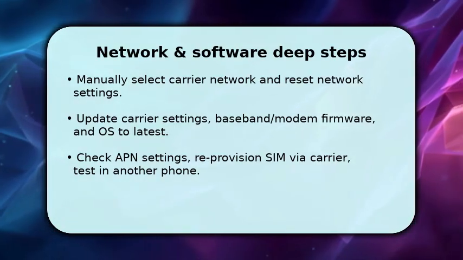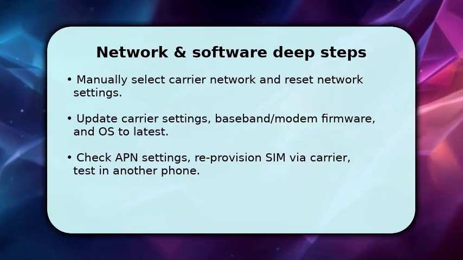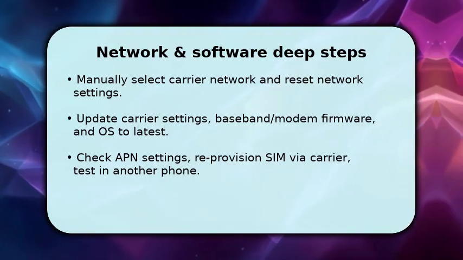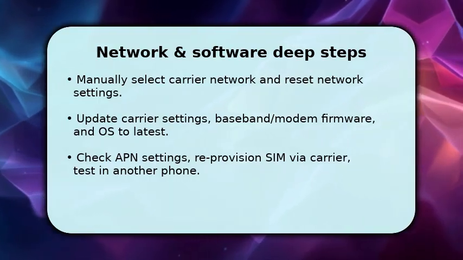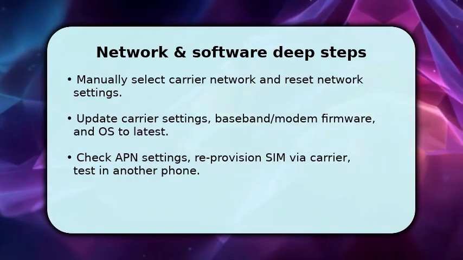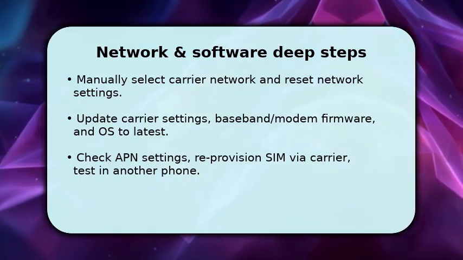Next, you dig into network and software causes. Manually select your carrier in network settings to rule out automatic selection failure, and then reset network settings to clear corrupt profiles. You should install any carrier settings updates and update the baseband or modem firmware plus the OS because radio fixes often arrive in patches.